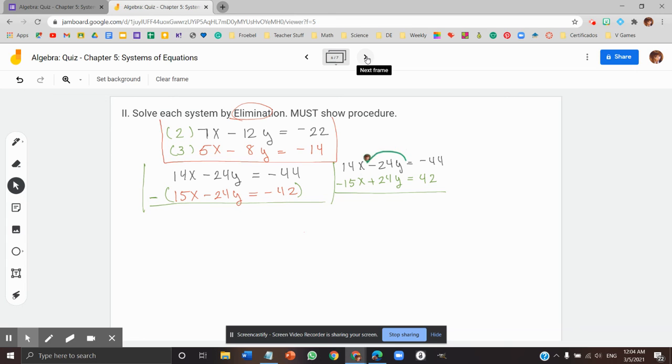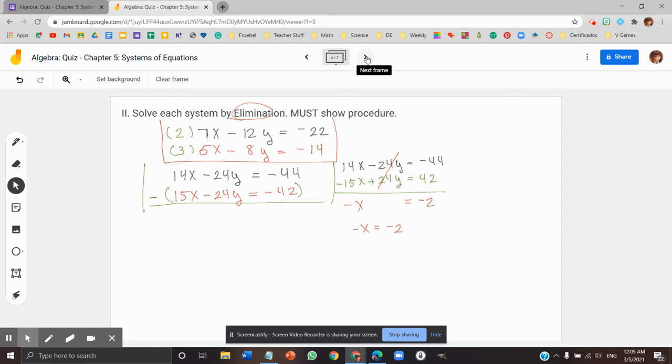You see that now I can actually cancel those two. I'm going to go right away and cancel it because I already know that that's going to get canceled. Negative 24 plus 24 is 0. How about 14x plus negative 15x, or 14x minus 15x, is going to be negative x. And negative 44 plus 42 is negative 2. So I'm going to have negative x equals negative 2.